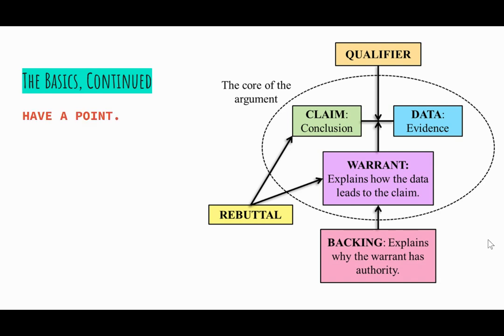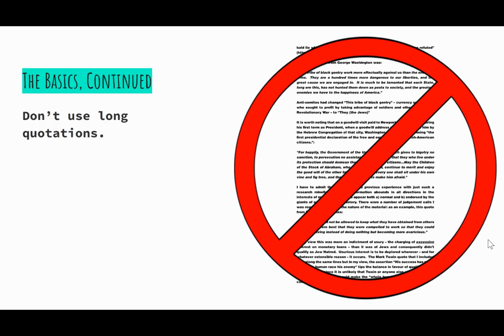Step 1, have a point. That's your claim. Step 2, explain how the quotations, how the data, all of the things that you're putting in there support it. Step 3, don't use super long quotations. A lot of the times, the super long quotation makes it really hard to provide the warrant, to provide the explanation. It's probably much better to blend the quotations with your own text, with your own analysis, and certainly don't string 2 or 3 or 4 or 5 long quotations together.